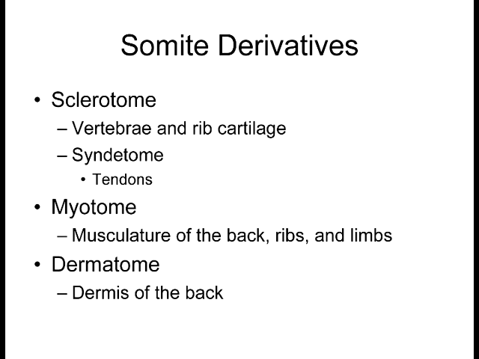Some of the main derivatives of the somites are the connective tissue, bone, muscle, cartilage, and dermis. And that's really where a lot of these things come from: the sclerotome, the myotome, and the syndetome, which is the tendons. The dermatome is the dermis and whatnot. So we're going to look at all of those derivatives here.